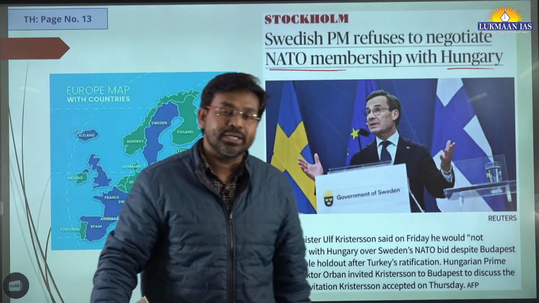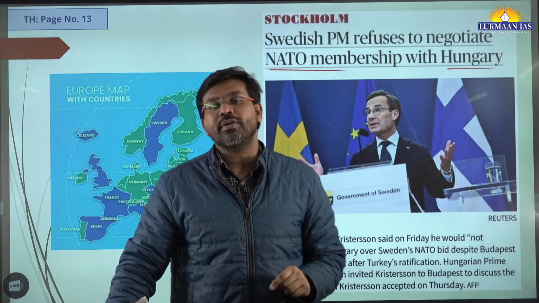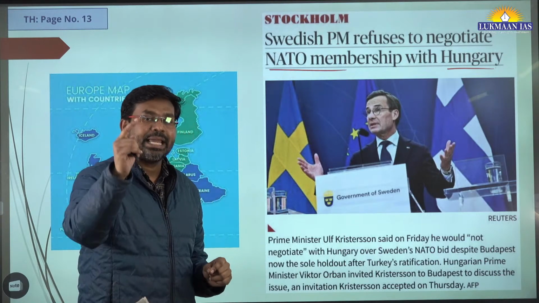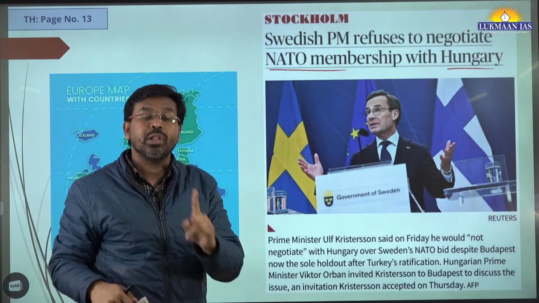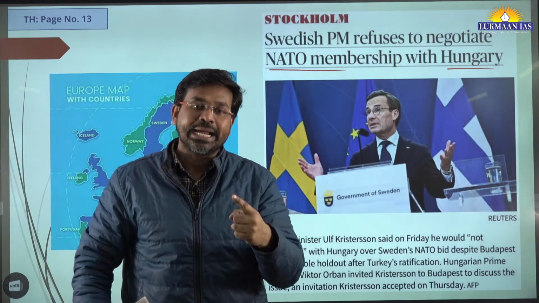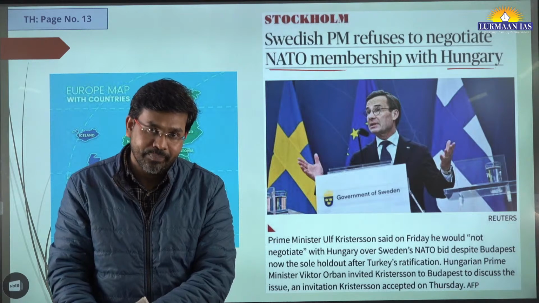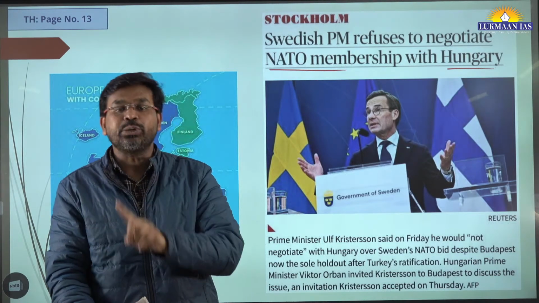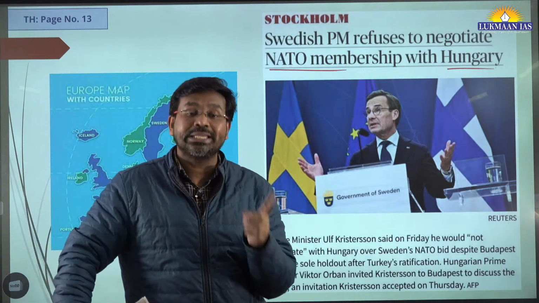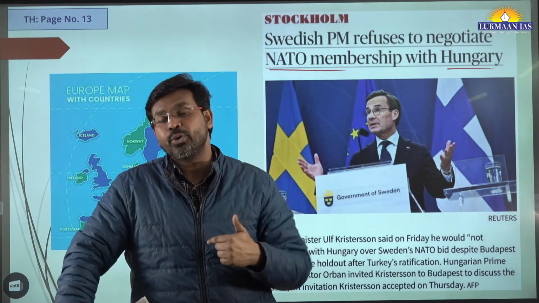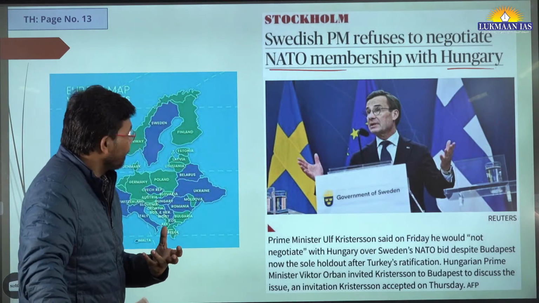Article 5 of the Washington Treaty talks about collective security, and the doctrine of collective security says that an attack on any member of NATO will be considered an attack on all the members of NATO, and in that case all the members will retaliate against the common enemy. And not only this, a threat to attack any of these countries will be considered a threat to attack all these countries, and they will retaliate together, right? They will take collective measures, collective actions, right?